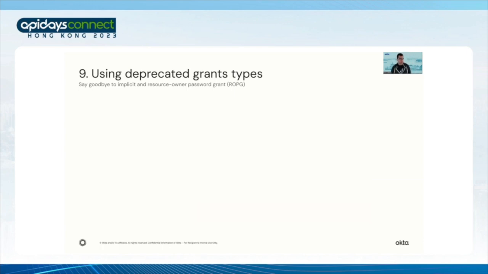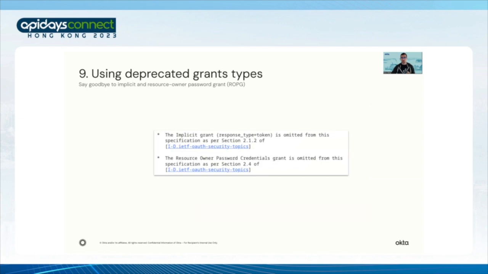OAuth 2.1 has been around for a while now, and it has clearly ruled out two of the grants that developers love to use, especially the implicit grant and the resource owner password credentials grant. So with the ROPG and implicit gone, any new application you're building, you should try to avoid them and opt in for a redirect-based flow with authorization code grant and PKCE as your starting point.